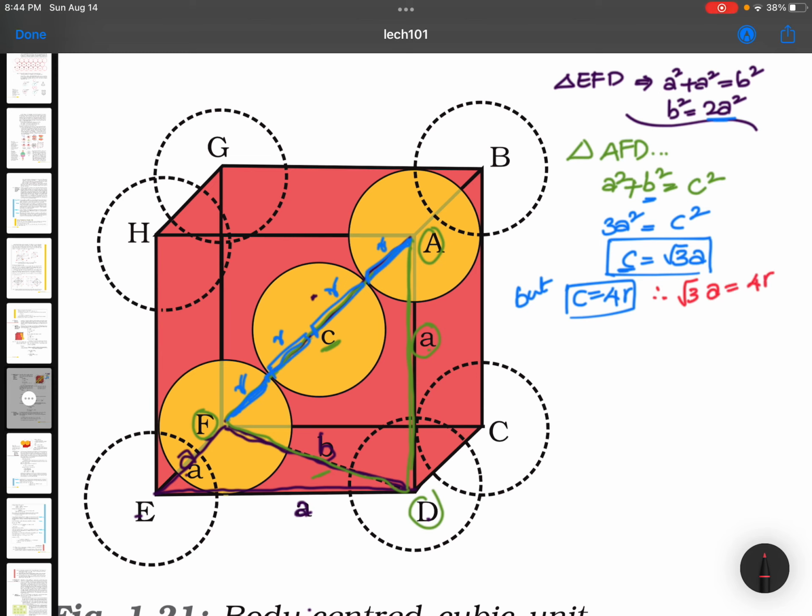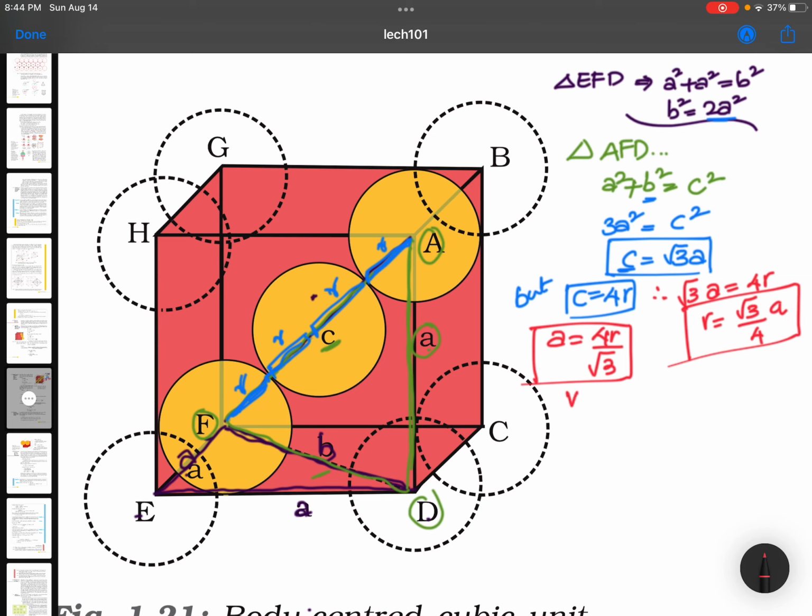Remember this one. This is very, very important. R is equal to root 3 by 4 A. You need to remember this formula. Or A is equal to 4R by root 3. All these are very, very important formulas for your calculation purpose. Once it is done, job is done.